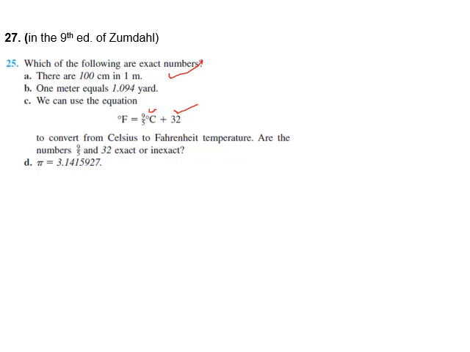But this one here is not an exact number, because if you do this on your calculator, and I have done this, you find that it's actually 1.09387, something like that. And it goes on, I think it goes on like 5 or 6 decimal places. So when they write it as 1.094, they're just rounding it off. But that's not an exact number. So B is not. Same thing here for D.